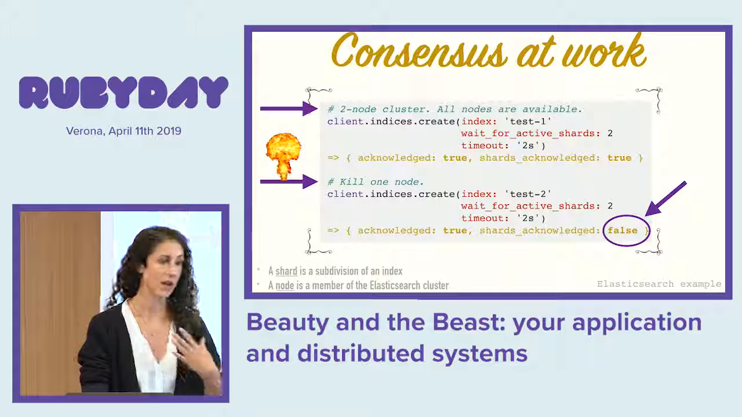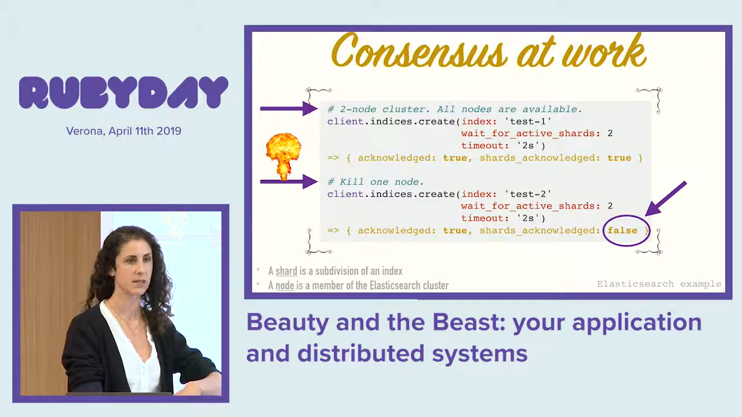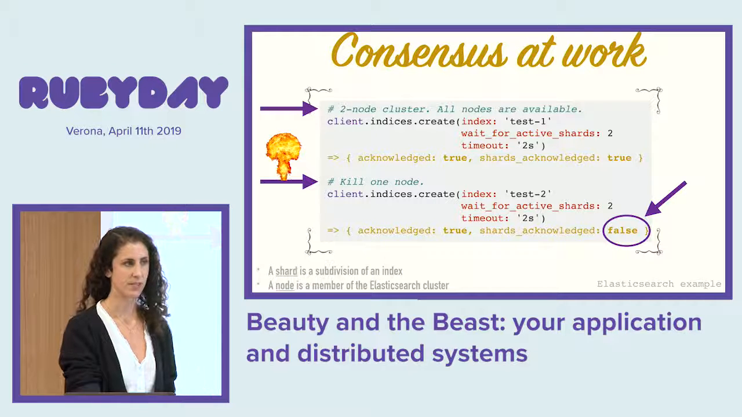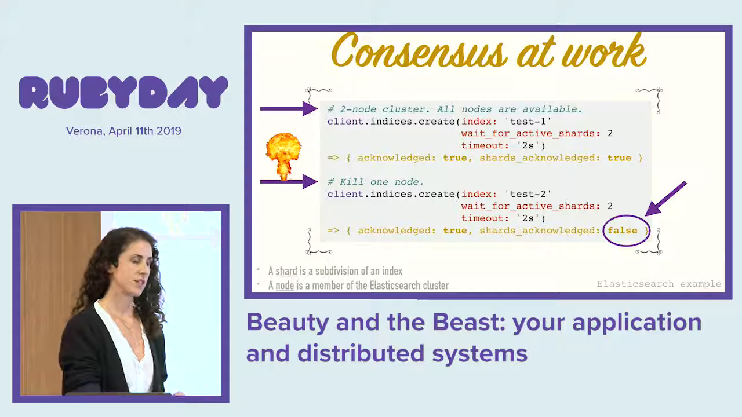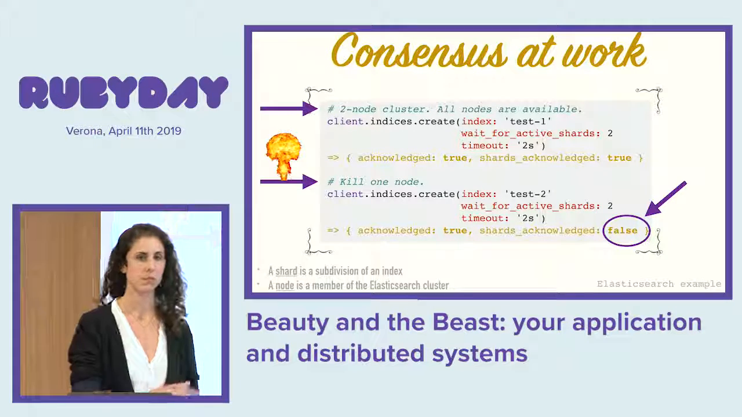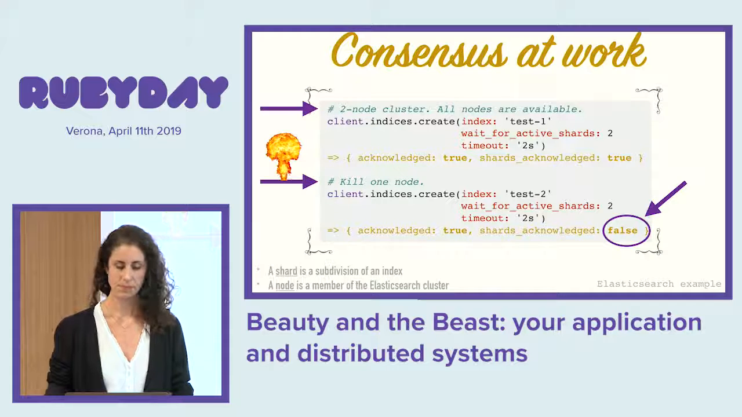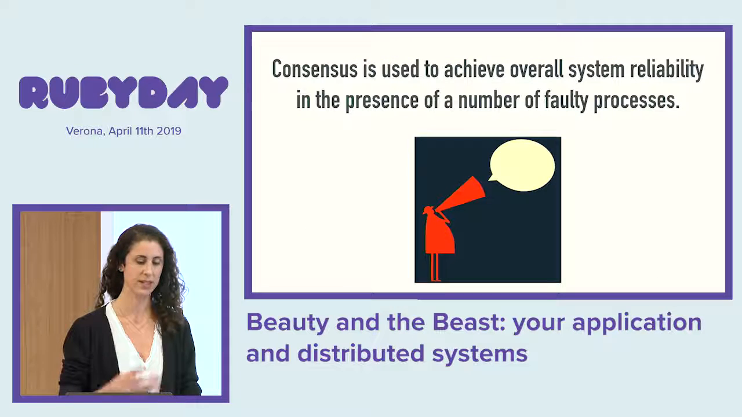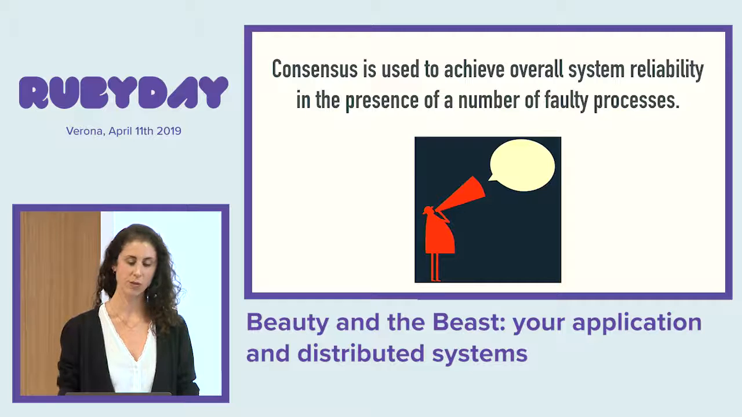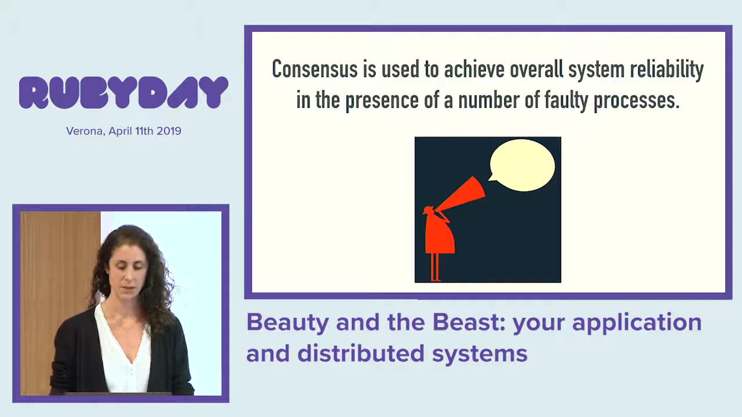So Bear, I have not done anything here after killing the node to tell the distributed system that 1 node is no longer available, update your configs. The distributed system figures that out on its own. And that's where it's really complex. And this is an example of consensus, agreement, communication. So more formally, consensus is used to achieve overall system reliability in the presence of a number of faulty processes.